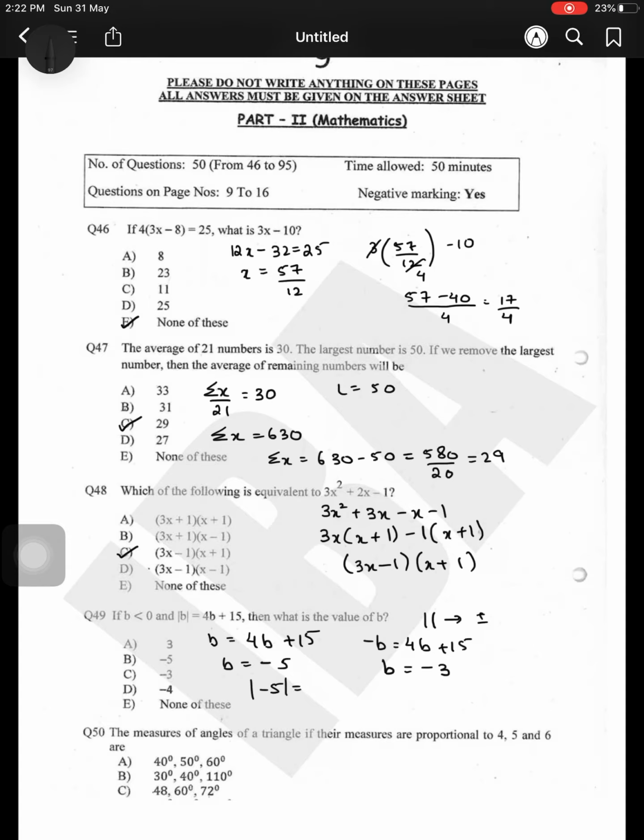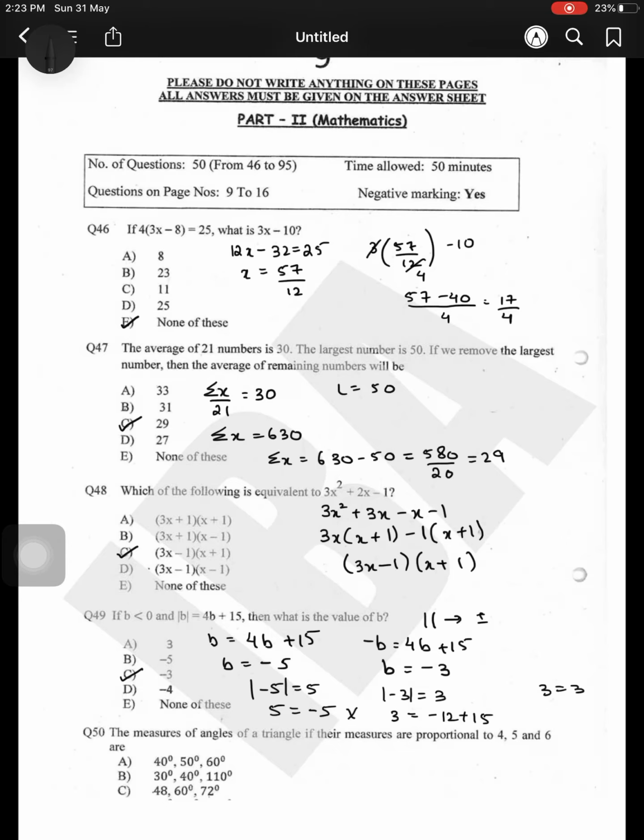So modulus minus 5 is 5. So 5 is equal to 4 5s are, 4 multiplied by minus 5 is minus 20. Minus 20 plus 15 gives us minus 5. This cannot be the answer. So let's try the other one. Modulus minus 3 is 3. 4 3s are 12. Minus 12 plus 15 comes out to be 3 is equal to 3. So C is the answer.